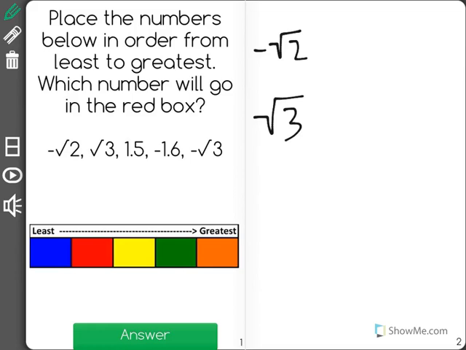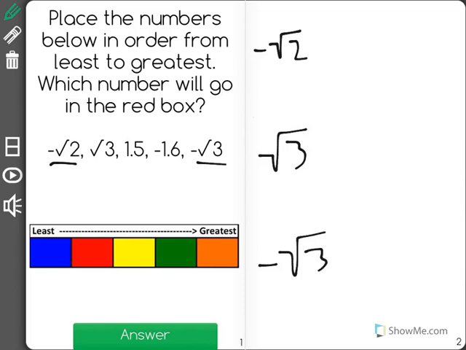I'm actually just going to list the ones that are square roots that we have to find the decimals of and leave the others to be. So we have negative root 2, we have root 3, and we have negative root 3. Let's start with negative root 2. What do I know about negative root 2? Well, first thing I know is it's negative.